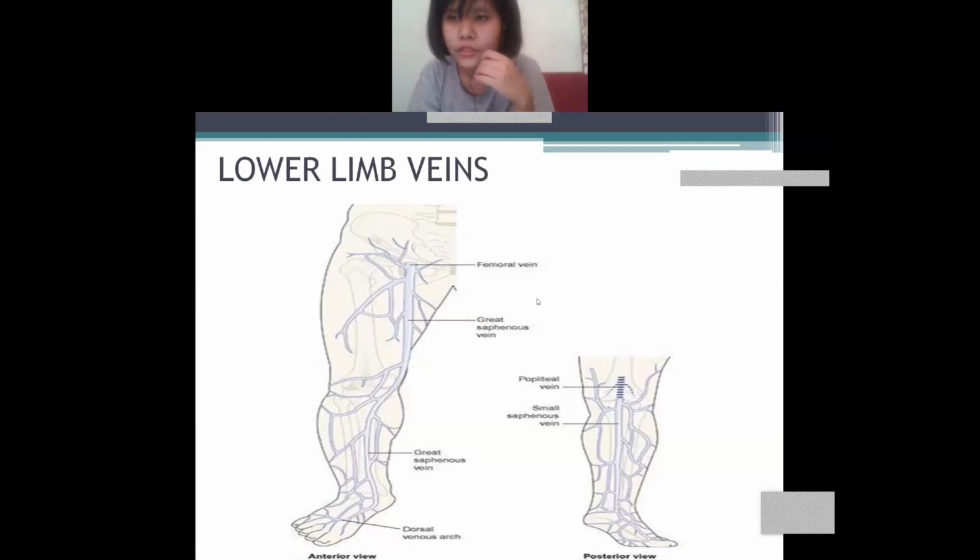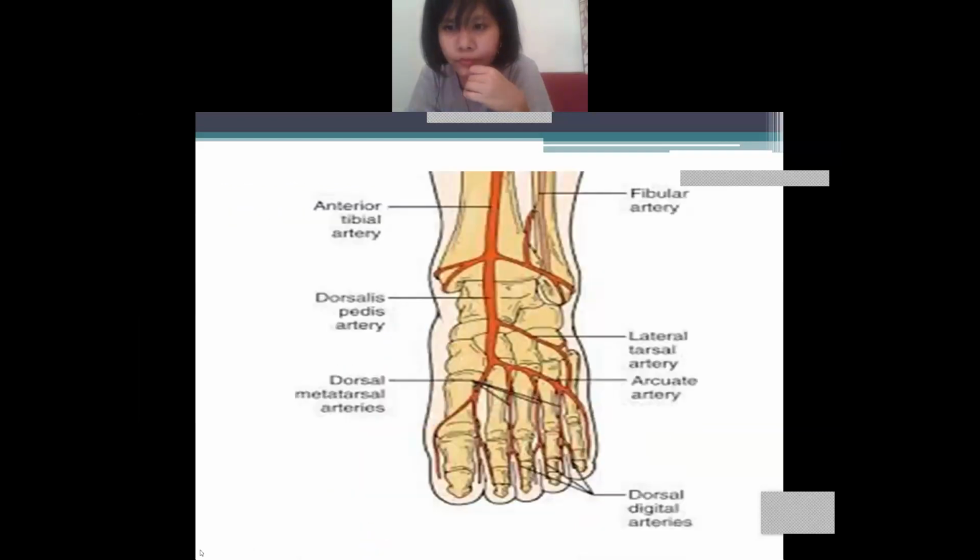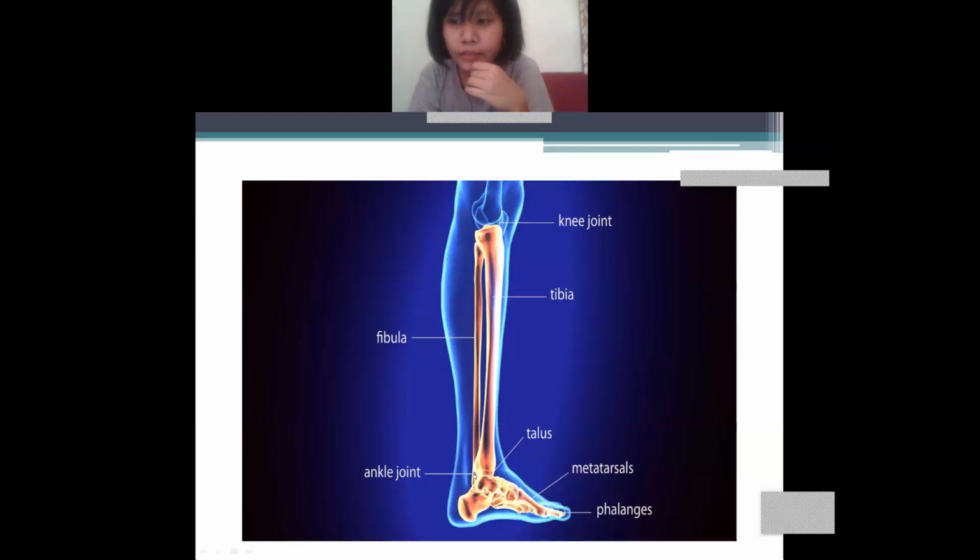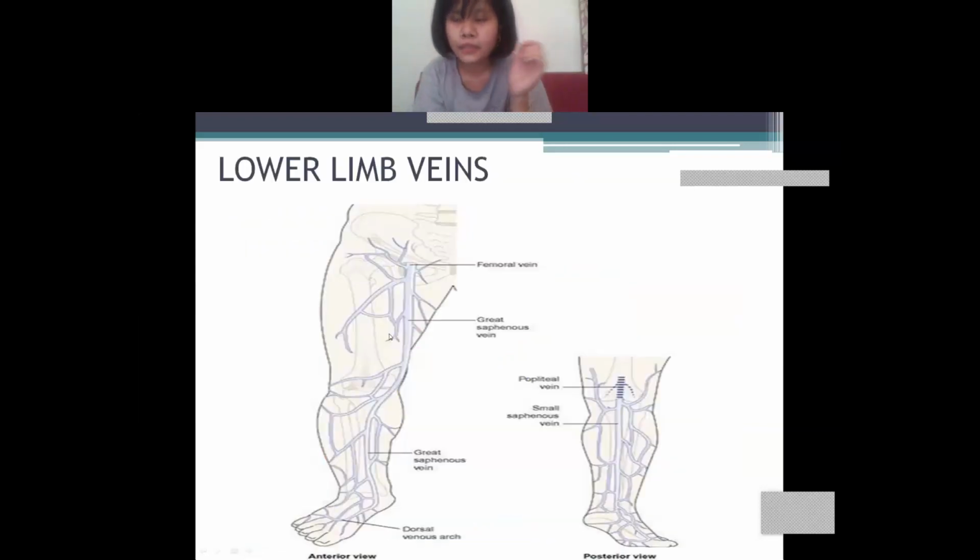Okay, so what does the great saphenous vein do? The great saphenous vein, where do they lie? They usually lie behind the ankle. This is the ankle. This is your ankle, right? This is the ankle portion. So the great saphenous vein lies behind the ankle, at the back side of your ankle. They lie there.